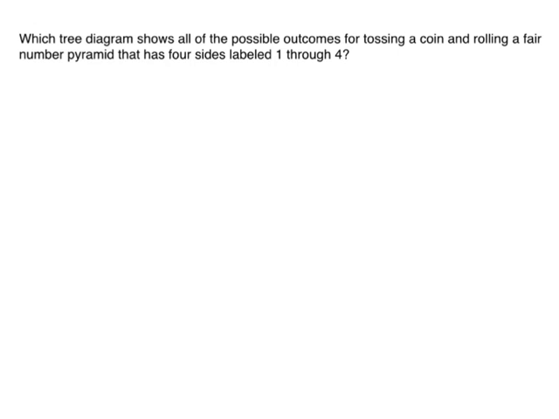So for a tree diagram, you start out with the first event. The first event is tossing a coin. A coin has 2 sides, and generally speaking, it either has heads or tails. So if I toss a coin, it can either be heads or tails. And then my second event is rolling a number pyramid that's labeled 1 through 4.